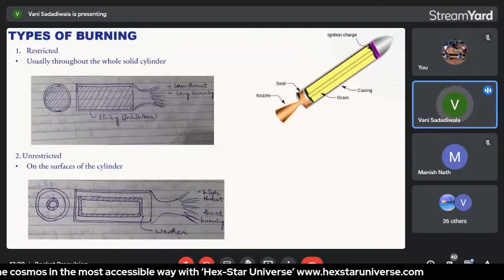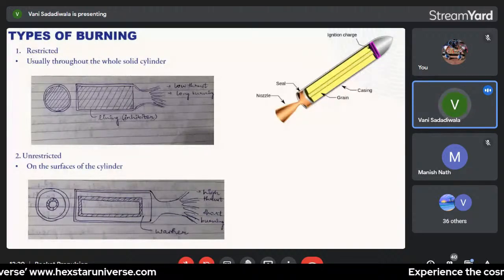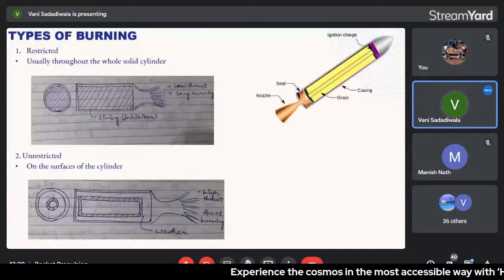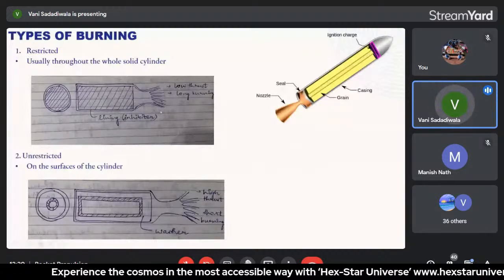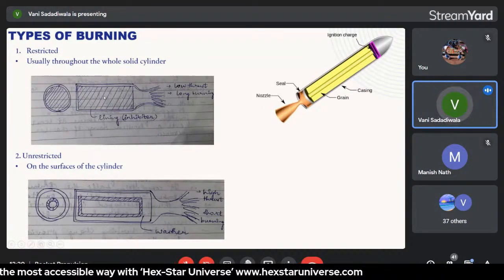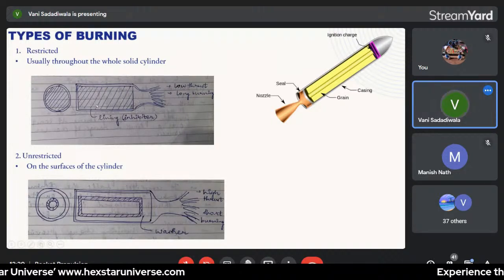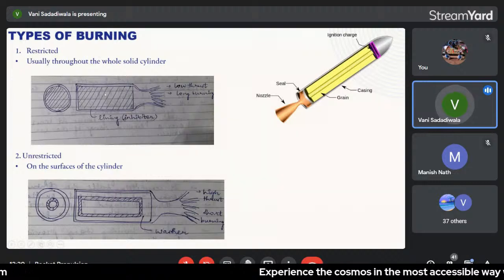Third is the ignition charge. Fourth is the seal, which is near the throat area. And the fifth is the nozzle, which imparts thrust. So if we talk about the restricted burning, it is usually throughout the whole cylinder. So this is the kind of geometry which is used in the restricted burning concept. So the lining is also known as the inhibitor, which protects the grain covering, and also it protects the whole cylinder from getting any kind of damage or effects.